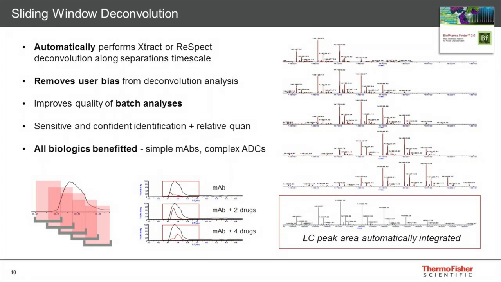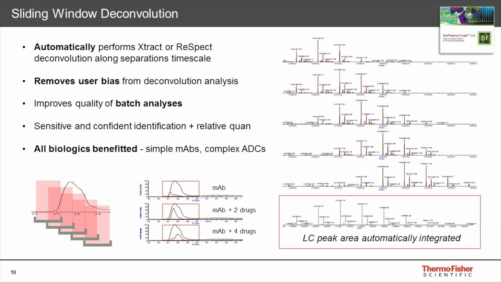Well, as we begin to separate, this is an example of an ADC. This would be the MAB, the antibody with 0 drugs on it. And then this would be the antibody with 2 drugs and 4 drugs. And what you see is that as we add more drugs, this red trace in the middle represents the extracted ion chromatogram of these different species. You see they're not eluting all at the same time.